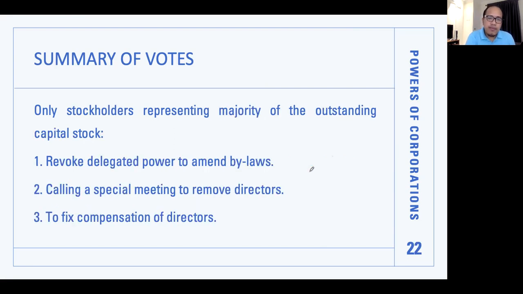Okay? And then finally, final group ito of decision kung saan ang mag-decide ay majority of the outstanding capital stock. Walang participation on the part of the board of directors.